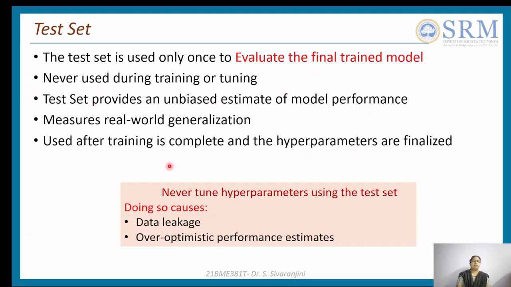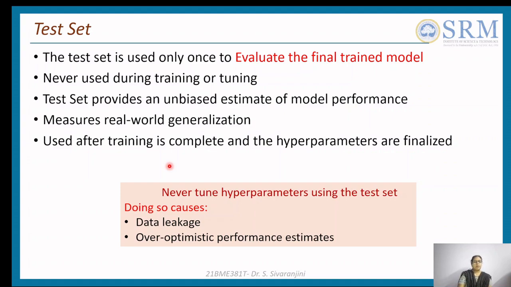How well the model will run for different examples. This test set is used after the training is complete, all the hyperparameters are finalized, and the entire model is ready to predict something. You give the data from outside, which is not even seen by the training and validation sets, something completely out of focus for them, and that becomes the test set.